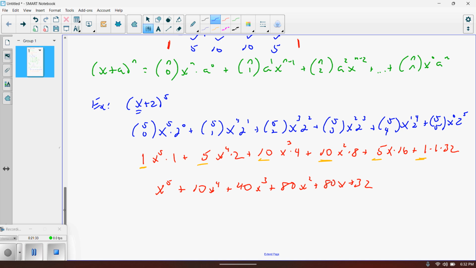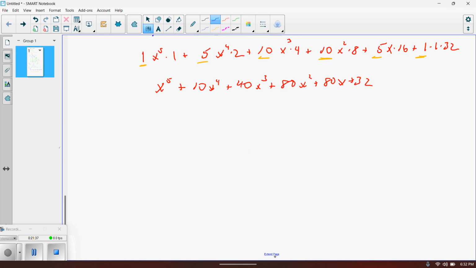Now let's say we're going to add something in there where we've got, first of all, a coefficient in front of maybe the variable, and you can have coefficients in front of multiple variables if you've got x's and y's in your binomial.